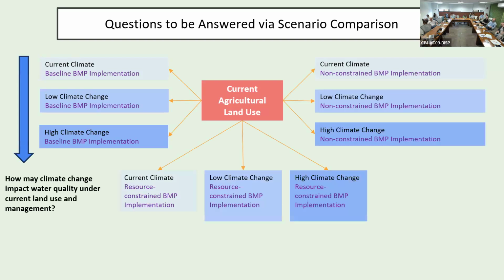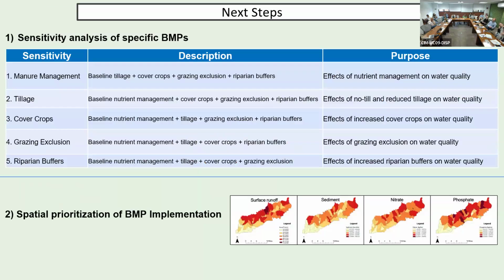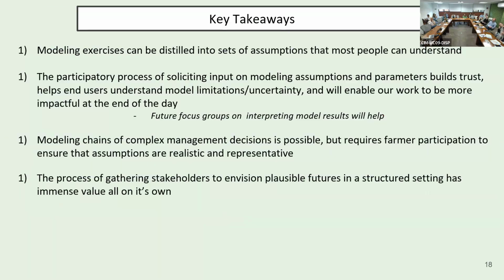We can obviously then do this for all of the other implementation scenarios and say how may climate change impact water quality with different levels of BMP implementation. So this is looking in the future, different levels of BMP implementation times climate change. Then, of course, we're bringing in Roberto and looking at land use scenarios. So, for example, here we're saying how does this whole mix change under different mixes of land use in the region? So this is next steps here.